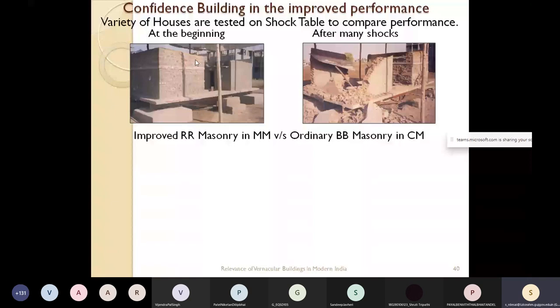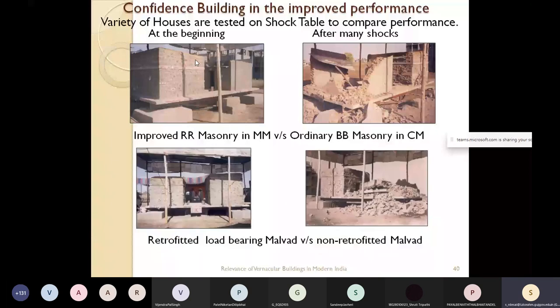The message is that what you are doing is wrong. If you want to use cement mortar, you better cure it and you better put a band in it. This was our retrofitting test. What we had done, we had a load bearing building with a heavy roof and it survived 13 impacts from the tractor.